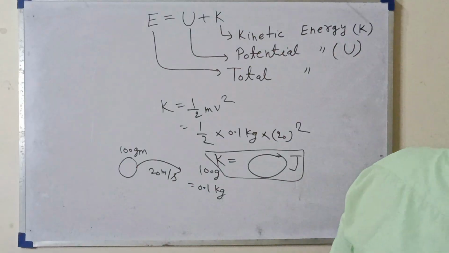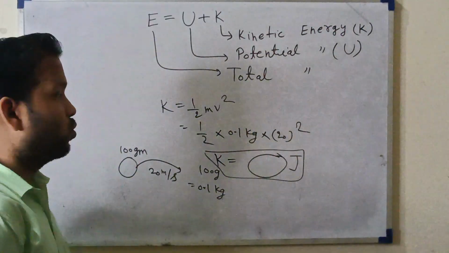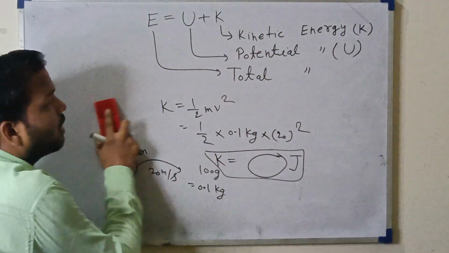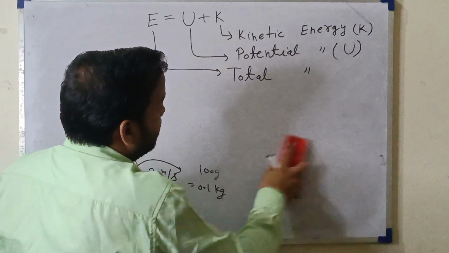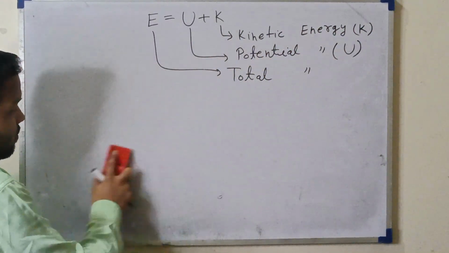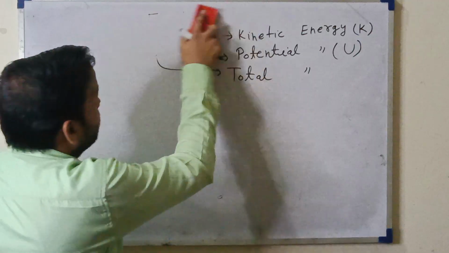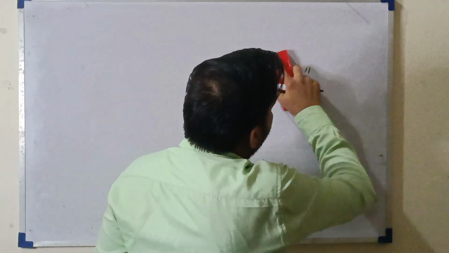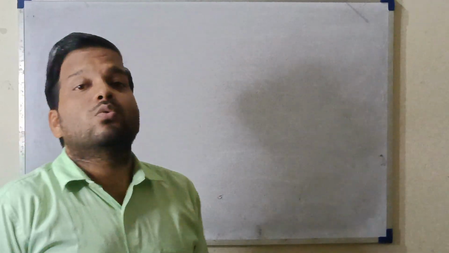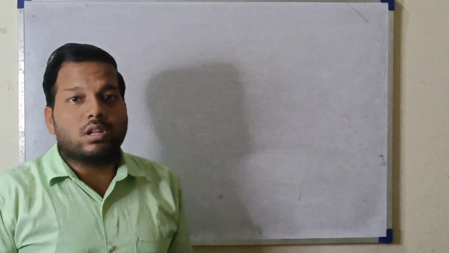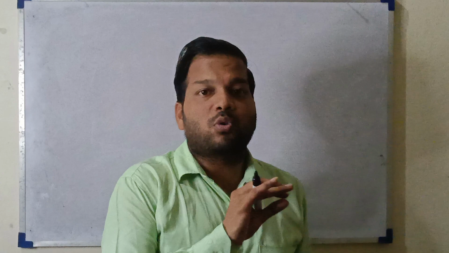We have to know what is the meaning of U. Because K is so simple, no issue. So let's start the meaning of U. As I told you, the energy is stored in an object due to its position.